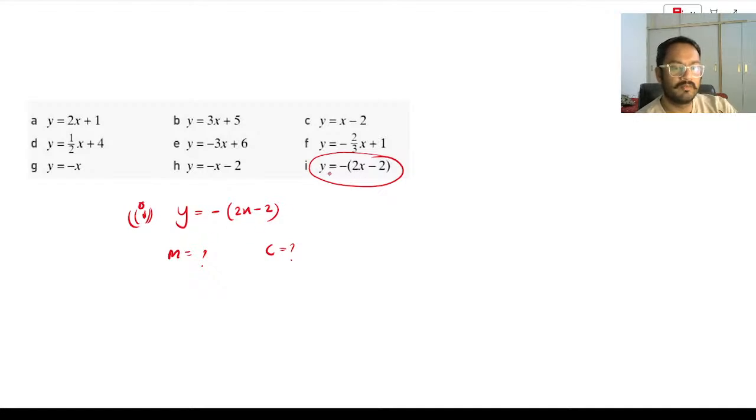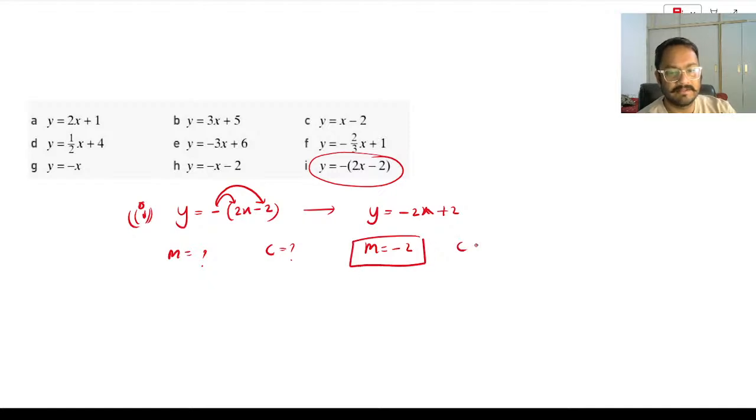Now, y equal to -2x. Now see, in this equation you will multiply minus inside. So this will become somewhat like this: y is equal to -2x, and if you multiply minus with the other term, it will become +2, right? So m will be equal to -2 and c will be equal to 2. So yes, Labdi, Kushagra, your answer is correct.